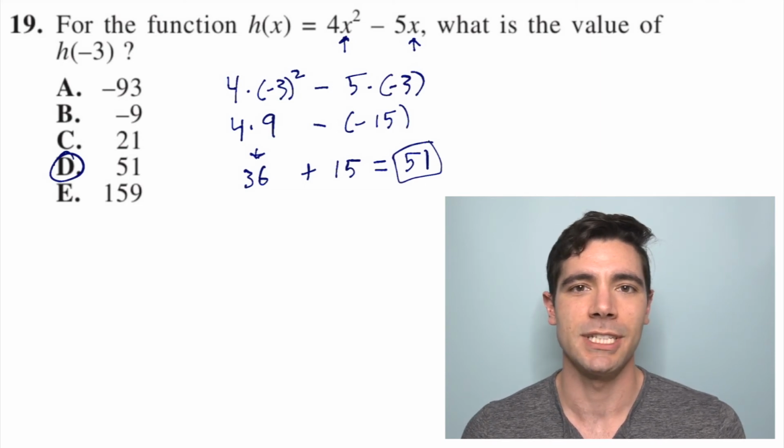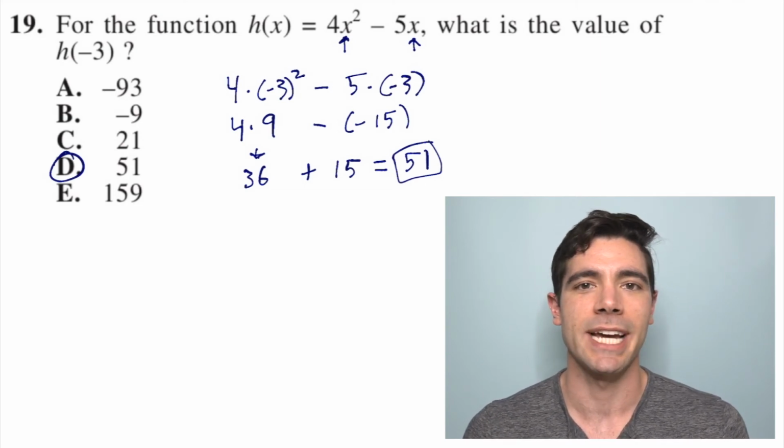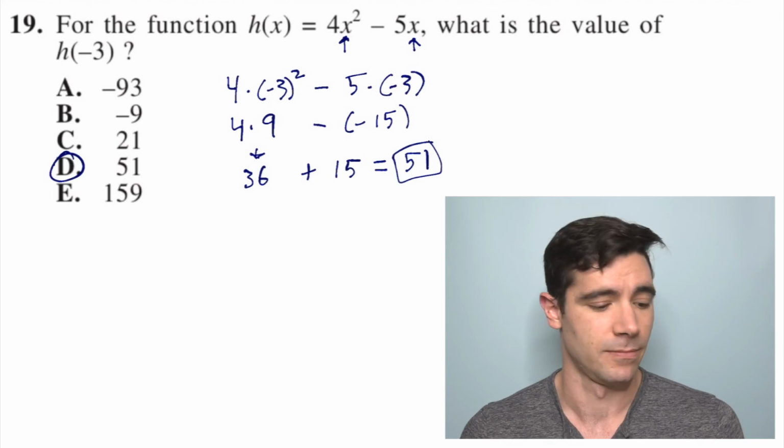So it looks like the answer was D. Again, we looked at what was done to x in the original function, and we just plugged in negative 3 into that spot and did everything that the function told us to do.